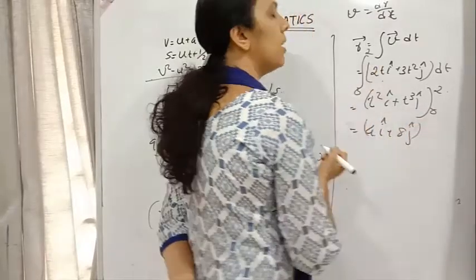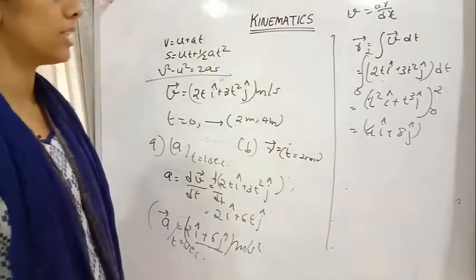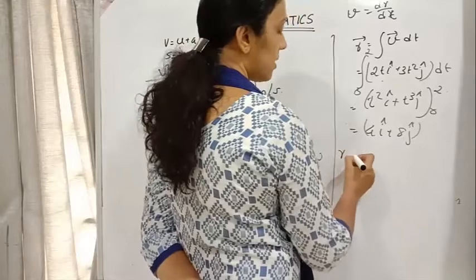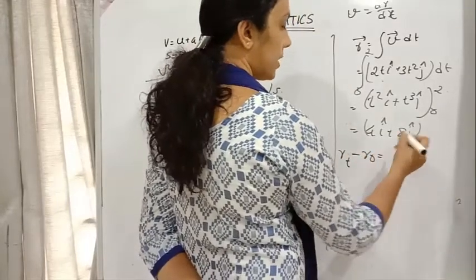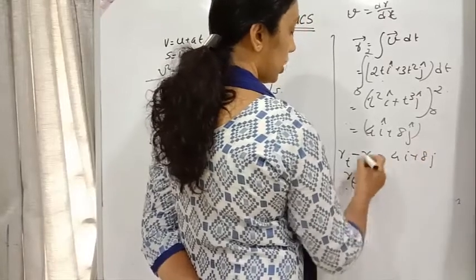That is r. What is meant by this position vector r? Displacement r equals this much. That is, displacement means final position minus initial position. That is equal to 4i plus 8j. So what will be the final position?